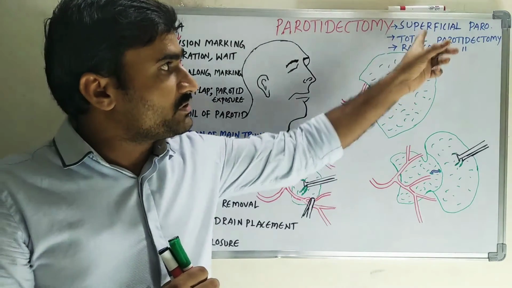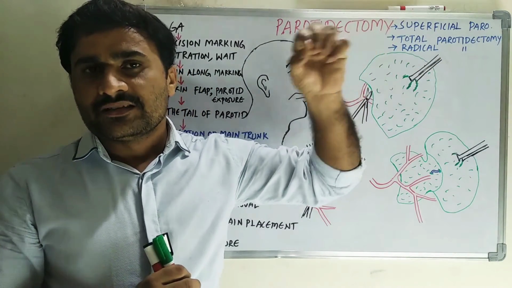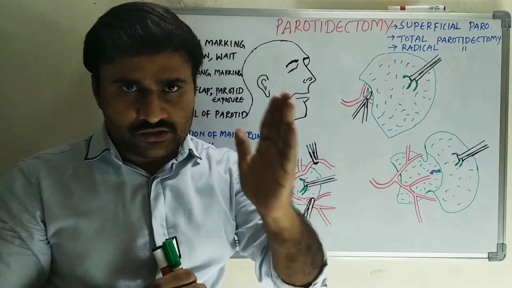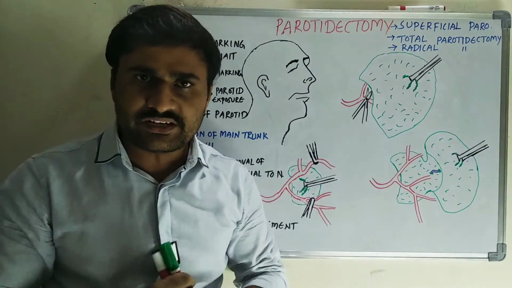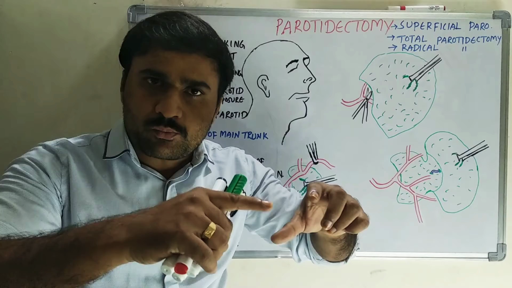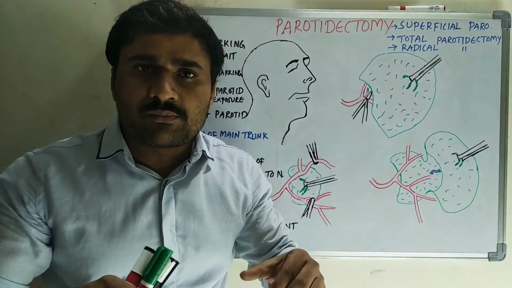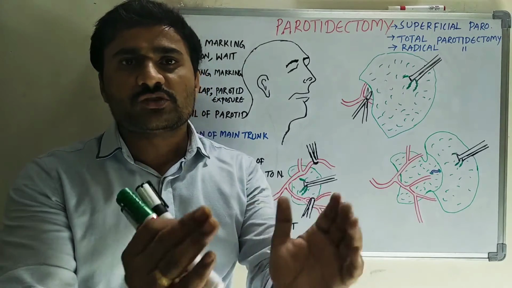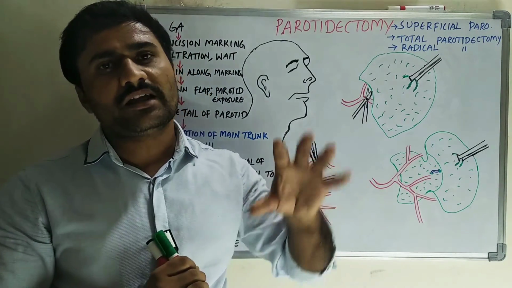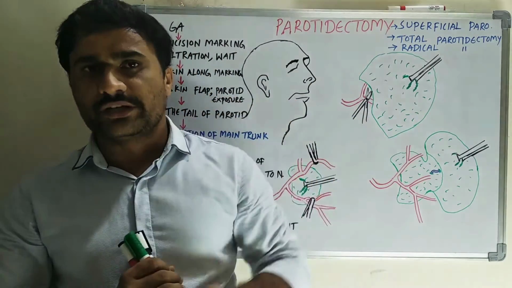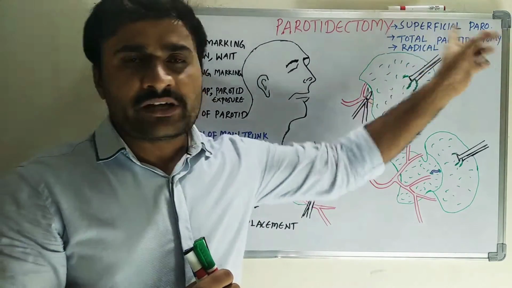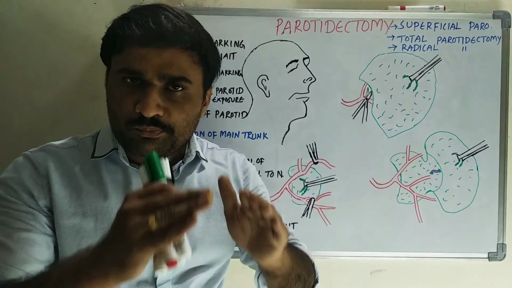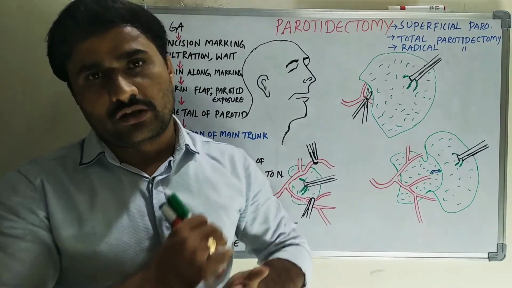In superficial parotidectomy, there is also something called partial superficial parotidectomy. That is removal of only the tumor mass along with some normal glandular tissue surrounding that tumor mass. Radical parotidectomy is removal of the complete parotid gland along with the facial nerve.